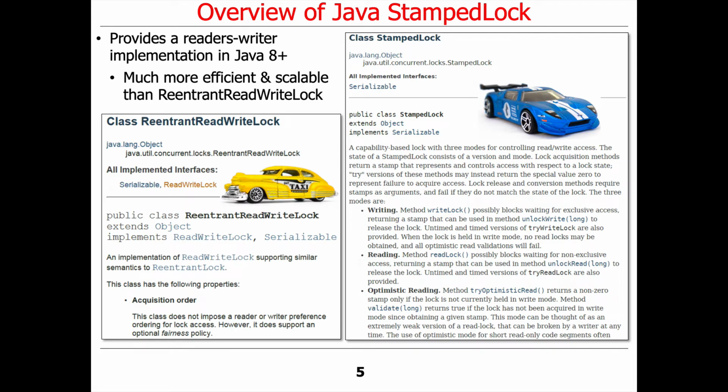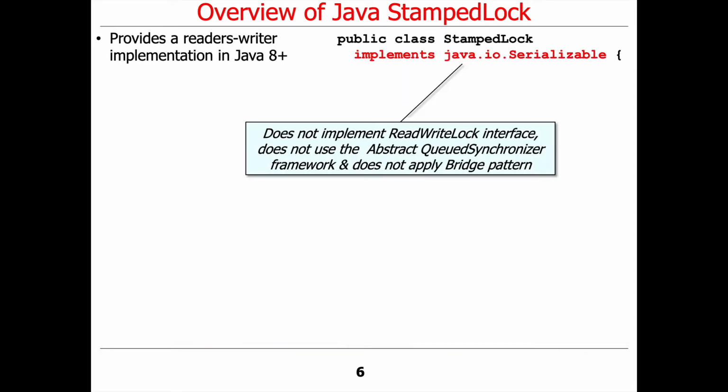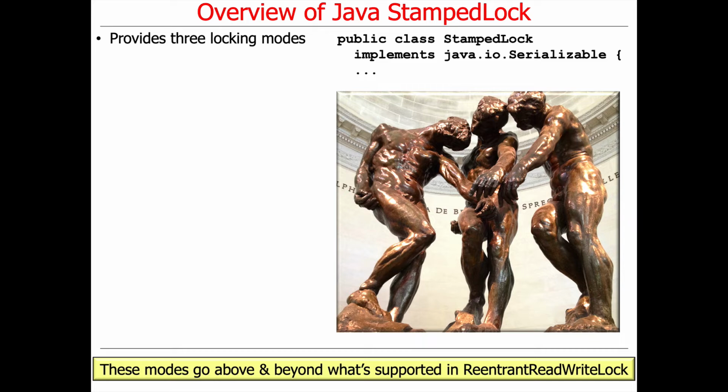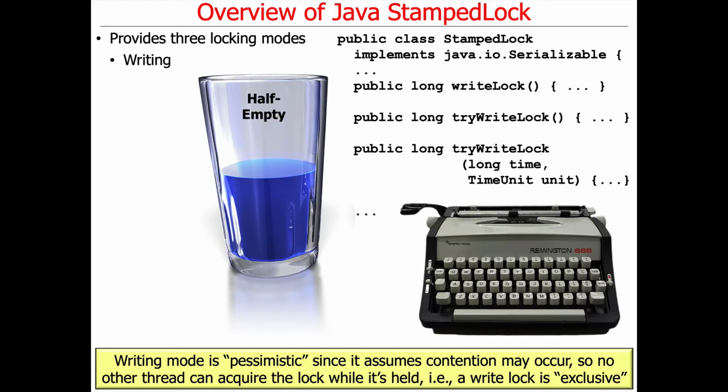As we'll see throughout this portion of the lessons, Java StampedLock is much more efficient and scalable than a reentrant read-write lock. Interestingly enough, it doesn't implement the read-write lock interface, it doesn't use the abstract queued synchronizer framework, nor does it apply the bridge pattern. Instead, it provides 3 locking modes, and these modes go above and beyond what's supported in a reentrant read-write lock.